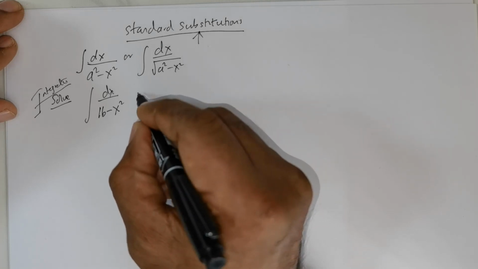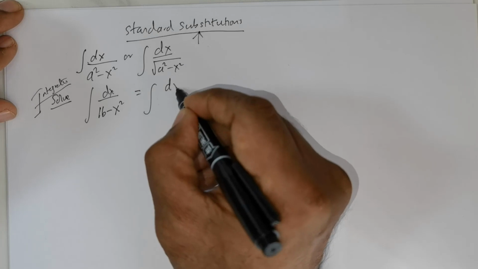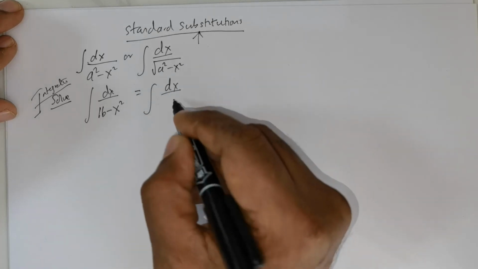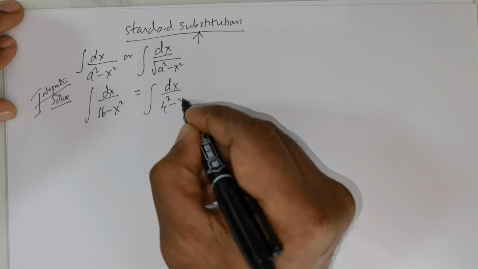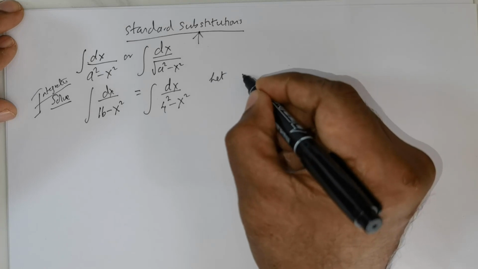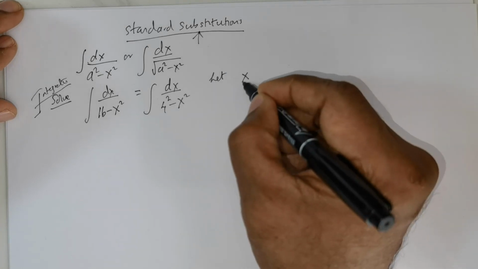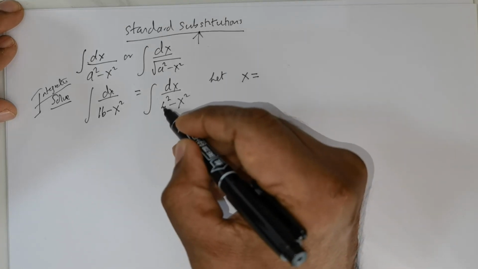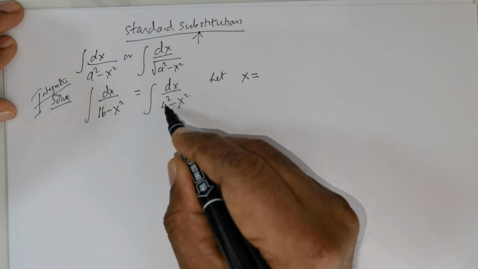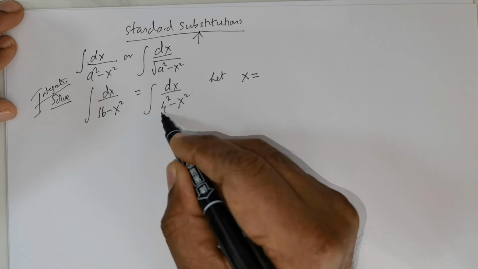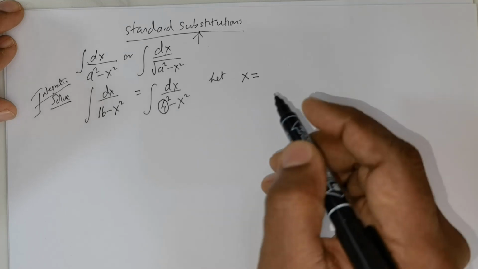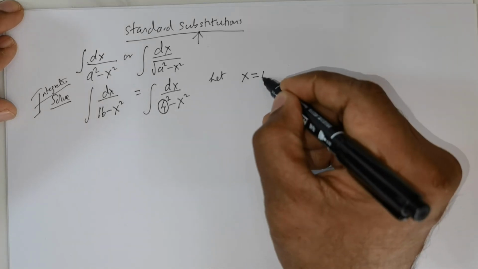So what is the standard substitution? Now foremost, rewrite this as the integral of dx over this, 16 has to be written in the form of a square. So I'm going to write it as 4 squared - x squared. Then you make the following substitution. Let this x be equal to, you take one constant raised to the power of 1. So when I say one constant, I'm talking about this constant which is in this particular question. So that constant is 4.